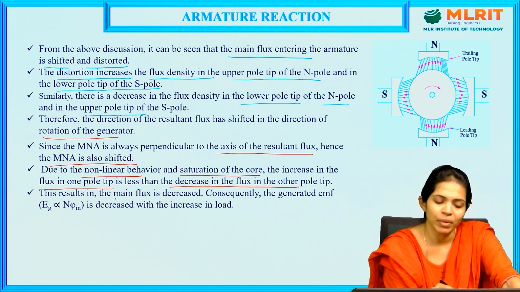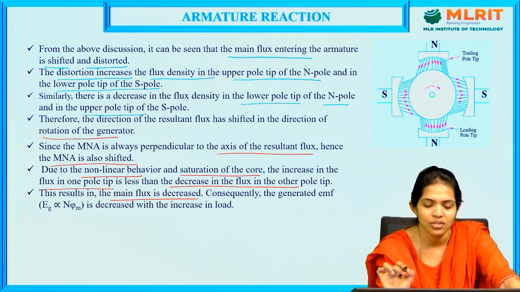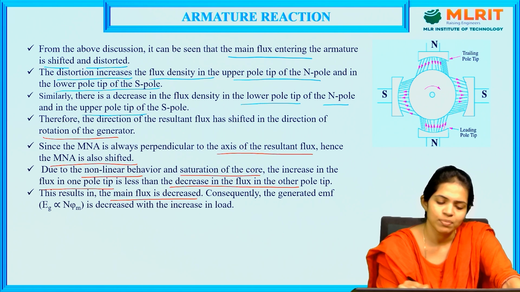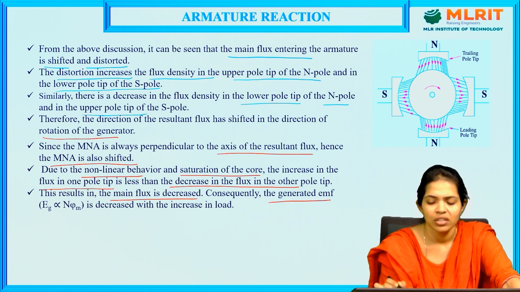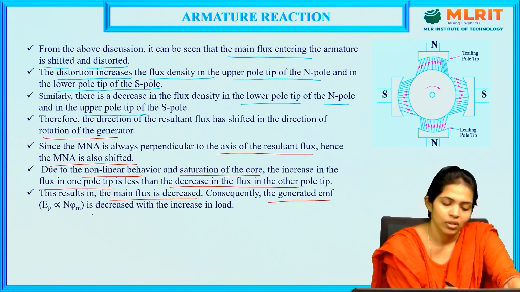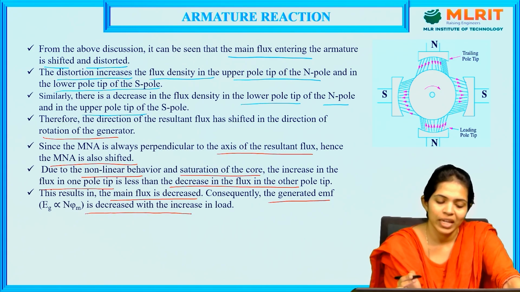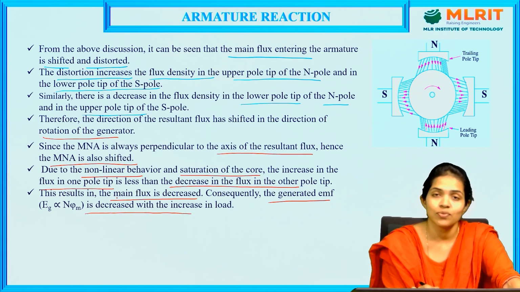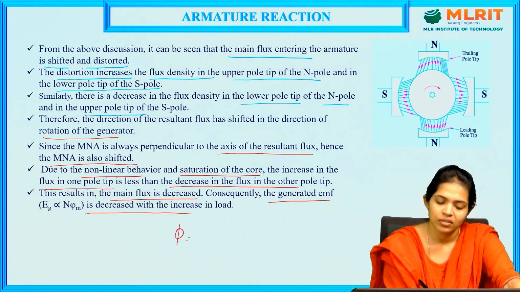This results in the main flux, we can see that the main field flux is decreased. Consequently, this main field flux will affect the generated EMF which is caused due to the resultant flux. So we can see that the main field flux gets decreased with the increase in load. So this gets decreased when we increase the load on the system.